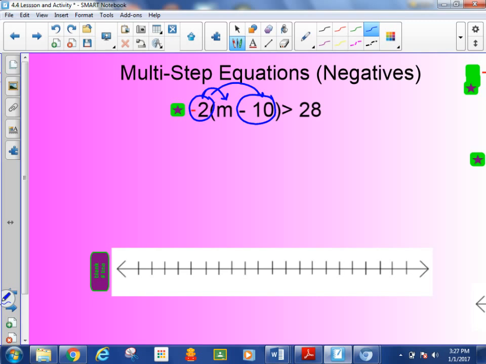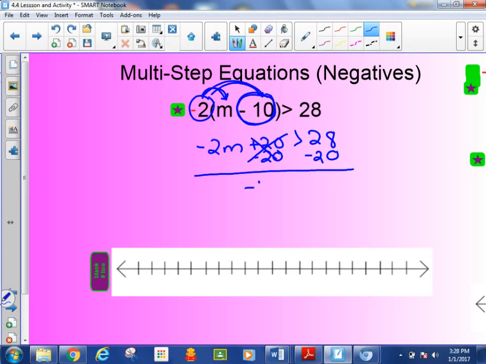So negative 2 times m is negative 2m. Negative 2 times a negative 10 gives me a positive 20. And then my greater than symbol and 28. Okay, so now we're going to work to get that 20 out of there by doing a minus 20. Minus 20. I now have negative 2m is greater than 28 minus 20 is 8.